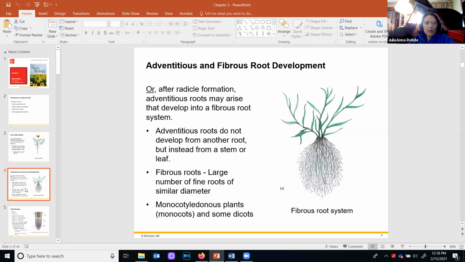So with our monocots, we can get some things occurring. We get what's called adventitious roots. And then we get the standard fibrous root, which is what almost all of your grasses have, this nice fibrous root system that spreads out in the soil. These are fantastic for holding soil in place.